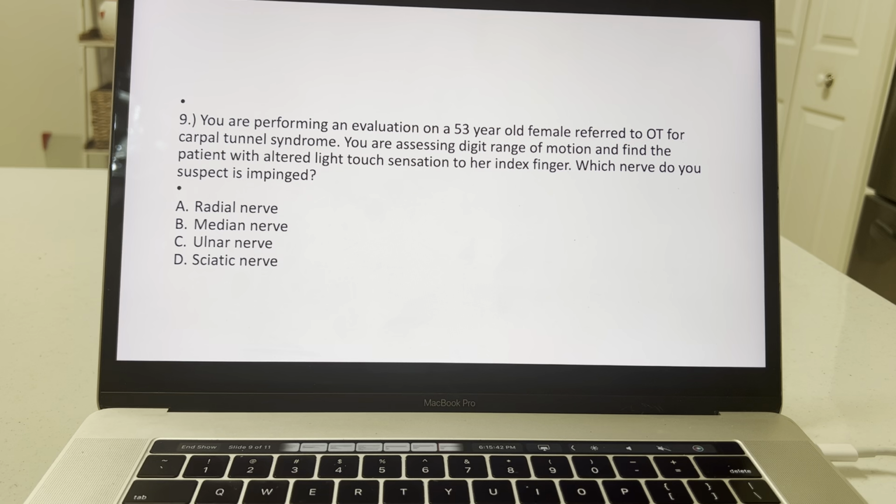So the answer here, as we know, is going to be B, because carpal tunnel syndrome is an impingement or compression of the median nerve. Okay, so you want to think of carpal tunnel as essentially a tunnel of the wrist, and what's going through there is the house of 10. It's going to be those 9 tendons and the median nerve right down the middle.